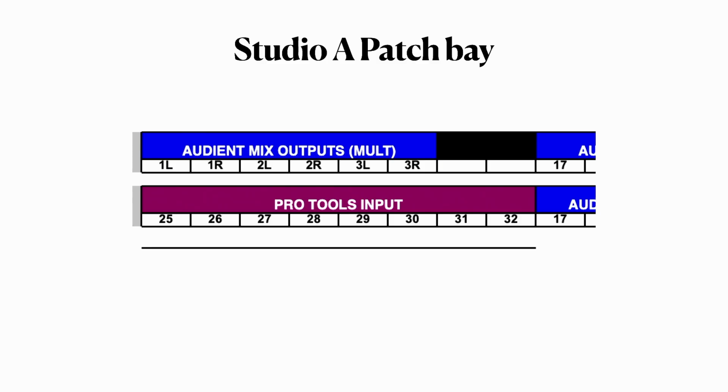The Audient mix output is essentially the 2-bus or the master fader. Okay, so 1 left and 1 right from the Audient mix output are always on to channels 25 and 26 of Pro Tools input. So if we wanted to print internally, take a mix from the analog console and print it back into Pro Tools, we would just set up a stereo track in Pro Tools with the input of 25 and 26. This is always on, so it's always going to work, okay?